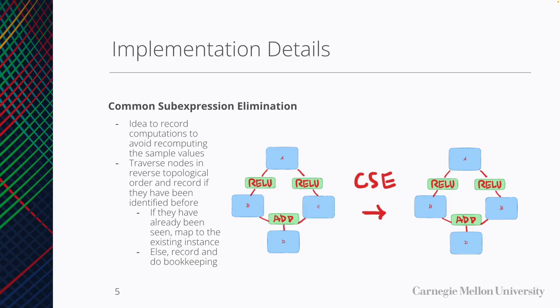Common subexpression elimination is an optimization that keeps track of repeated computations to avoid recomputing the same values. To provide intuition, in our example, CSE maps C to D because they're of the same computation. We implement this by traversing nodes in topological order and keeping track of whether we have seen each one before by identifying it based on operation type, references, and other information. If it's been seen, we can map the node to the earlier one. Otherwise, we record it and do necessary bookkeeping.